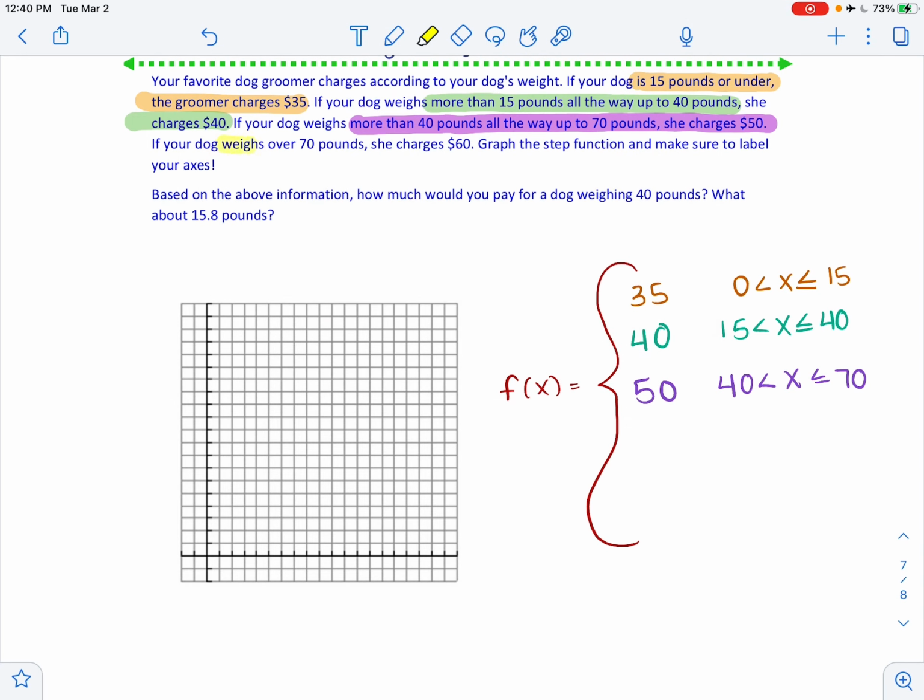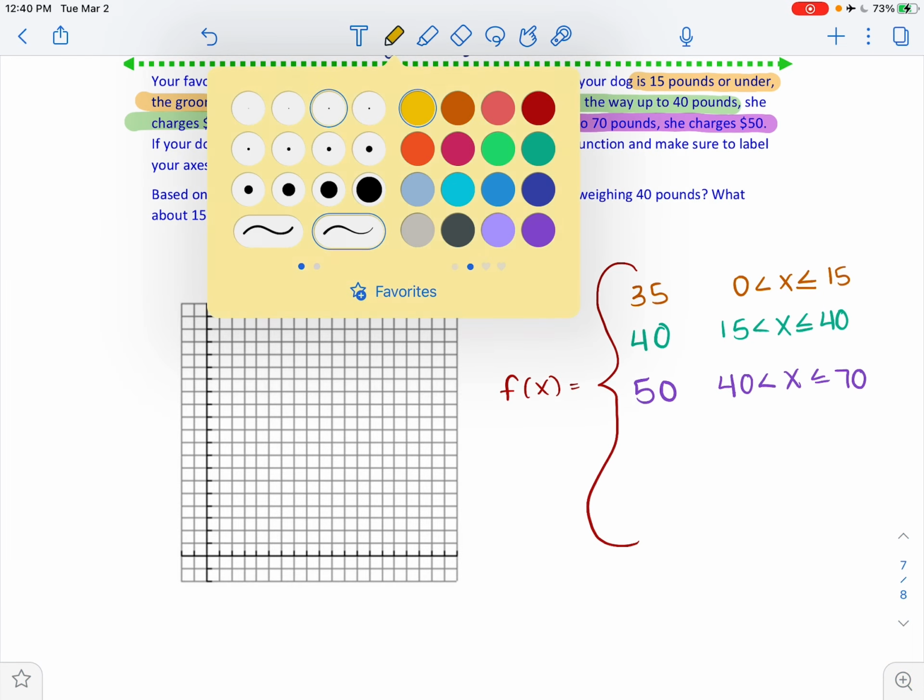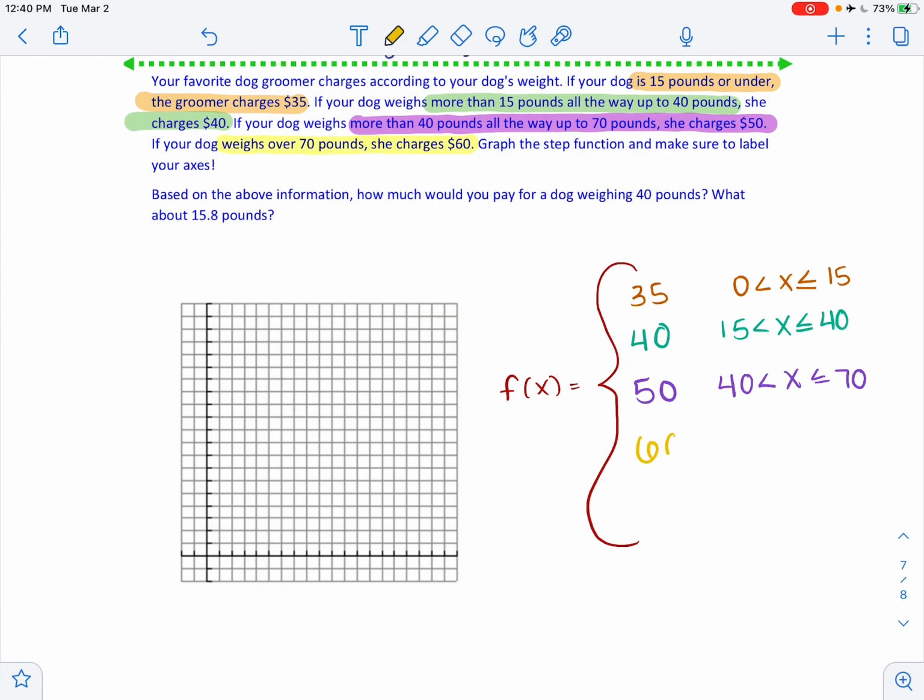If your dog weighs over 70 pounds, she will charge you $60. So $60 for a dog that is, so x is greater than 70, because it's all dogs greater than 70 pounds. So here's our step function.